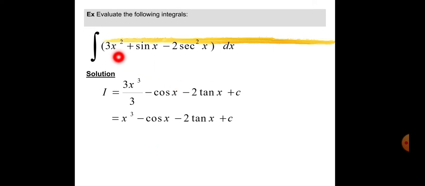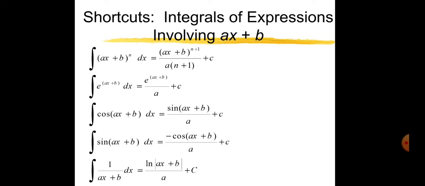Integration of 3x squared. Integration of x squared: you add 1 to the power, so you have x to the power 3 over the new power 3, and you have the coefficient 3 here, so you can cancel these two numbers, 3 with 3. Integration of sine x is negative cosine x according to the table of integration. Integration of sec squared x is tan x according to the table of integration, because the derivative of tan x is sec squared x. And you can simplify this expression, and this is your final answer. And please don't forget the constant of integration c.